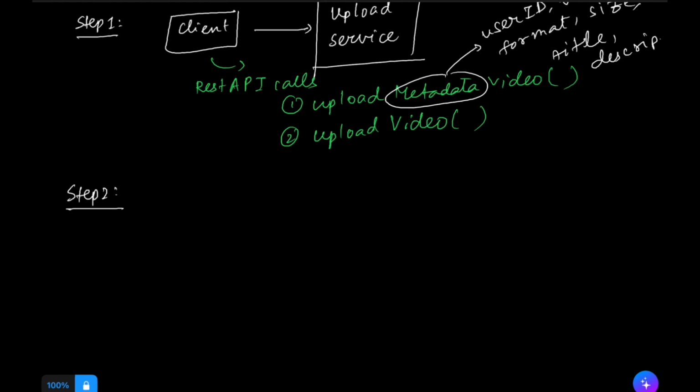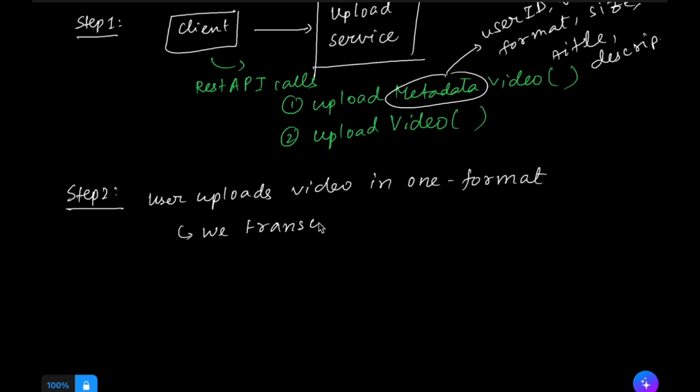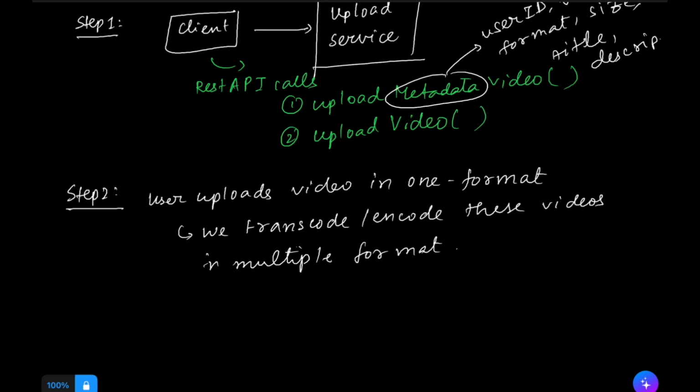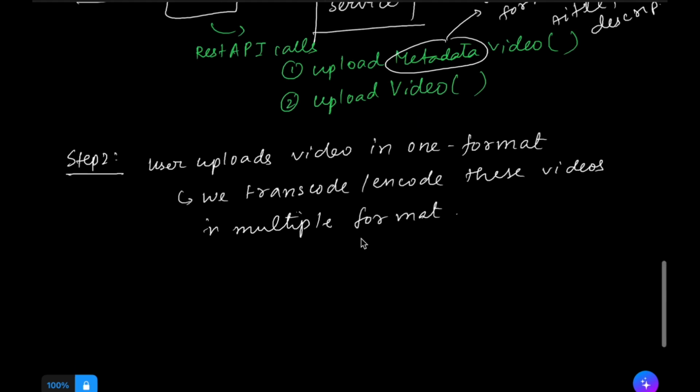So the current scenario is: the user uploads a video in one format. We transcode or encode these videos in multiple formats to support multiple devices. So how is it being done?